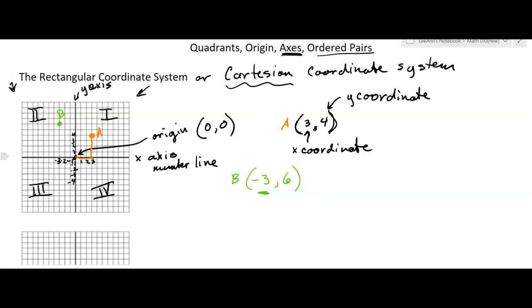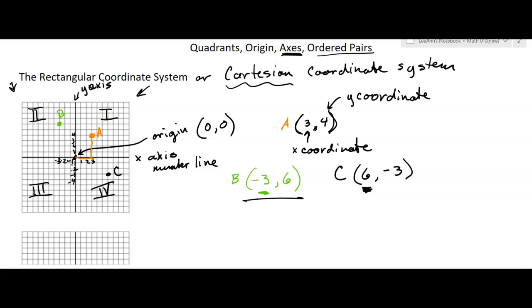All right, and then let's have another point, C. Let's have that be 6, -3. Well, this means that it's going 6 to the right, so 6 along the x-axis, 3, 4, 5, 6, and then down 3, 1, 2, 3. So it'd be right there, and that would be point C.